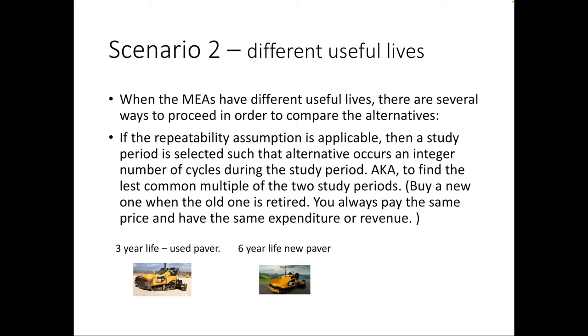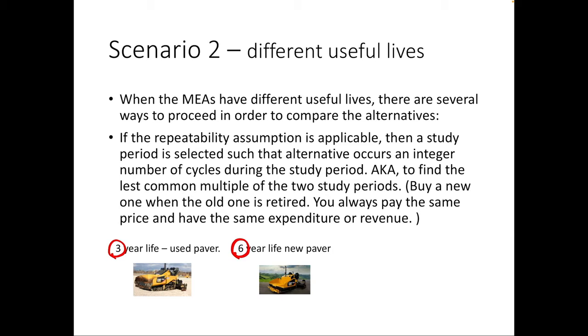And scenario 2 is more complicated. We said the useful lives of the different options are also different. For example, these two pavers, one's useful life is 3 years, the other is 6 years. So how can we convert these different timelines to the same number of years? When the MEAs have different useful lives, there are several ways to proceed in order to compare the alternatives.